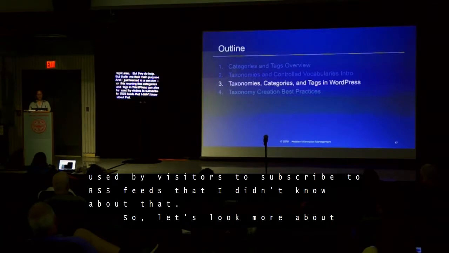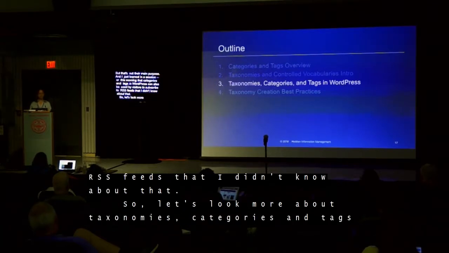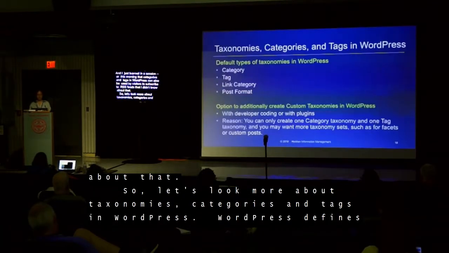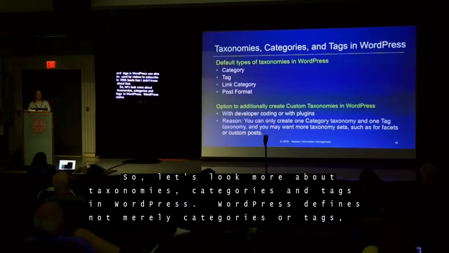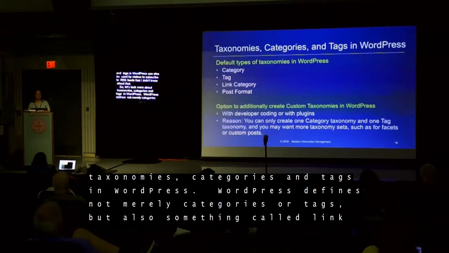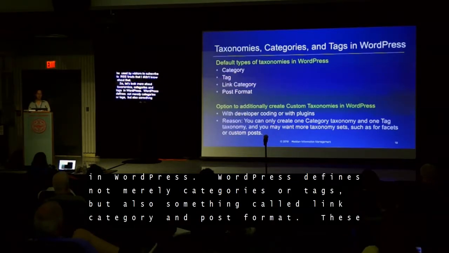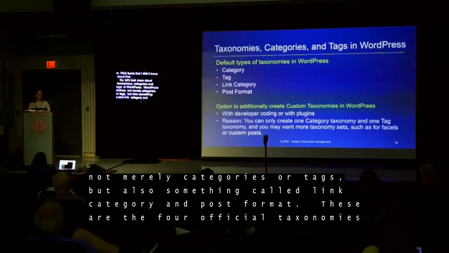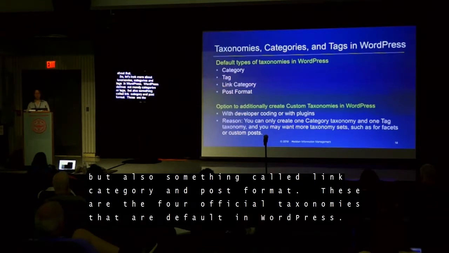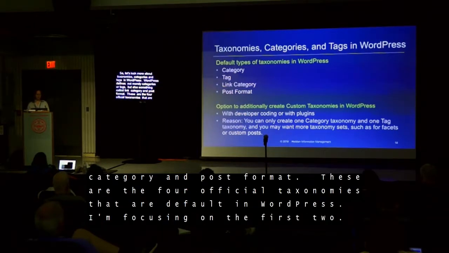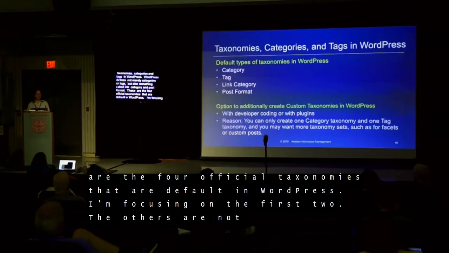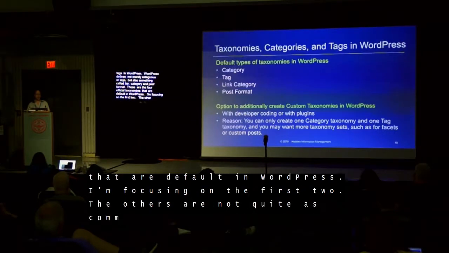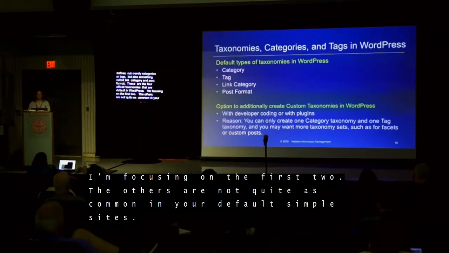So let's look more at taxonomies, categories, and tags in WordPress. WordPress defines not merely category and tag, but also something called link category and post format. These are the four official taxonomies that are default in WordPress. I'm focusing on the first two. The others are not quite as common in your default simple sites.